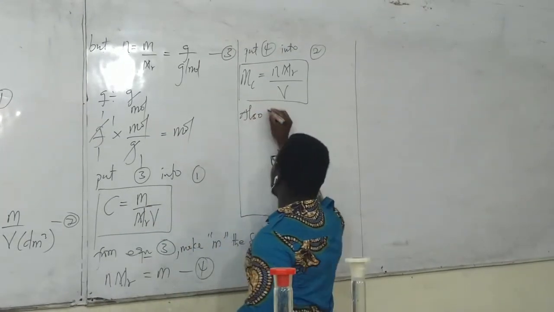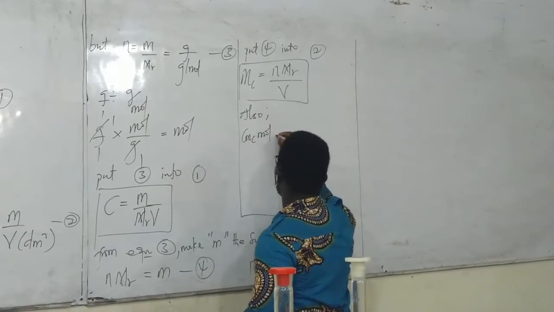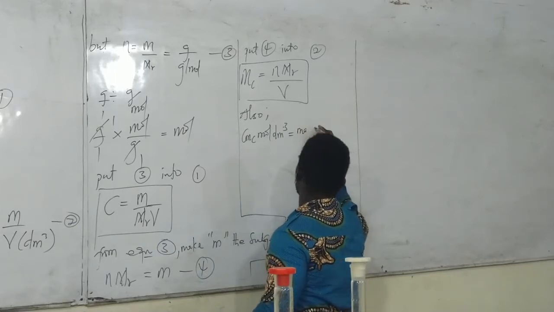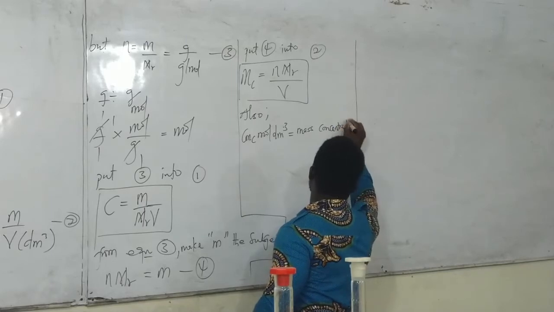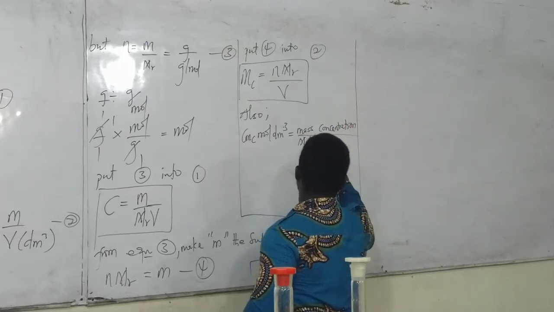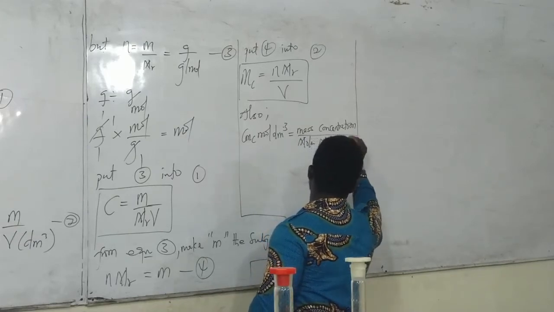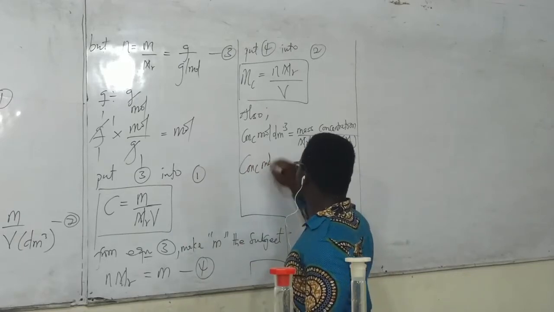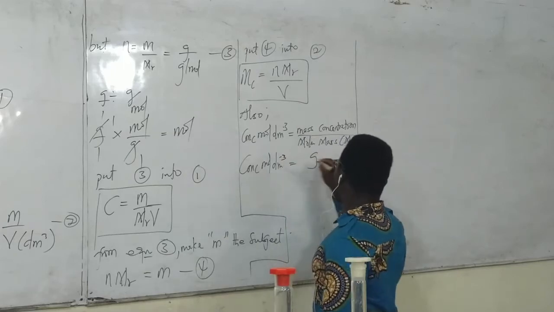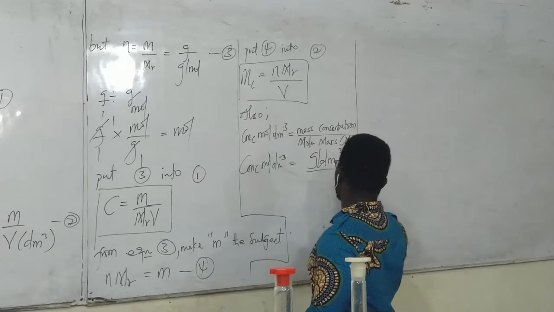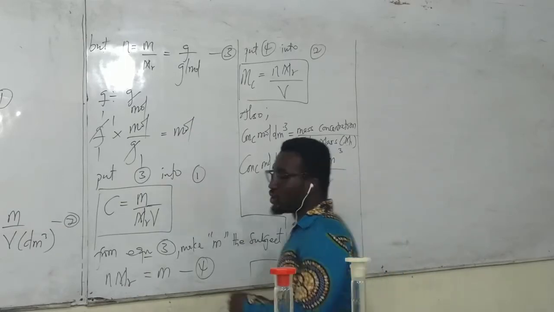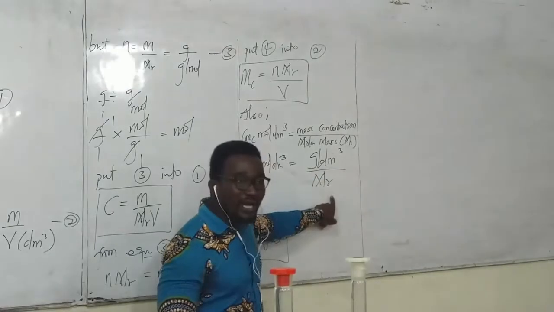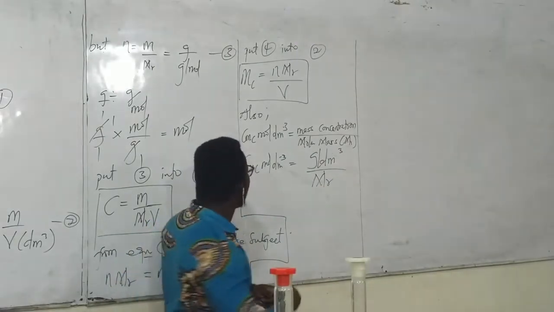Also, concentration in mole per DM cubed is equal to the mass concentration divided by molar mass. So that is, the concentration of the substance is equal to the mass concentration of that same substance divided by the molar mass of that same substance. You don't pick different ones. That will also give us this.